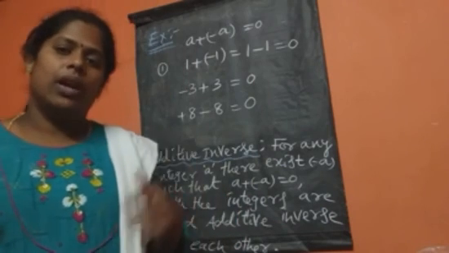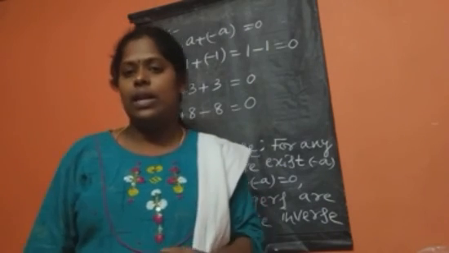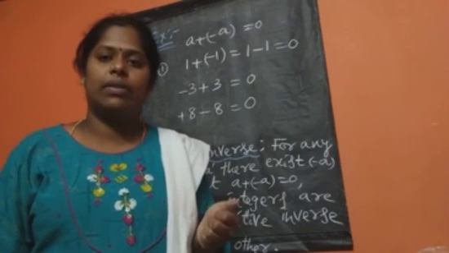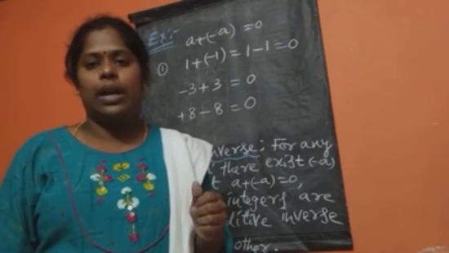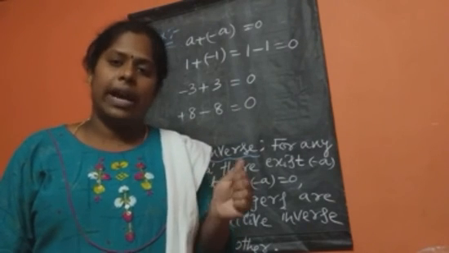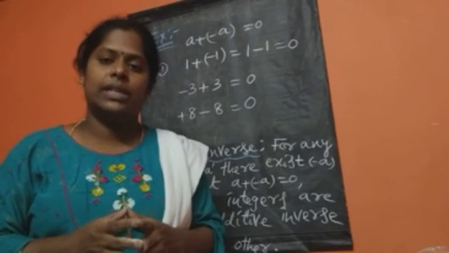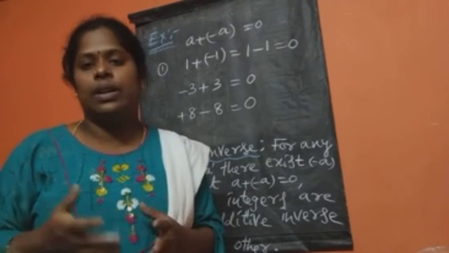Students, how many properties are there? Closure property, commutative property, associative property, additive inverse and additive identity. So totally 5 properties we discussed with respect to different operations.